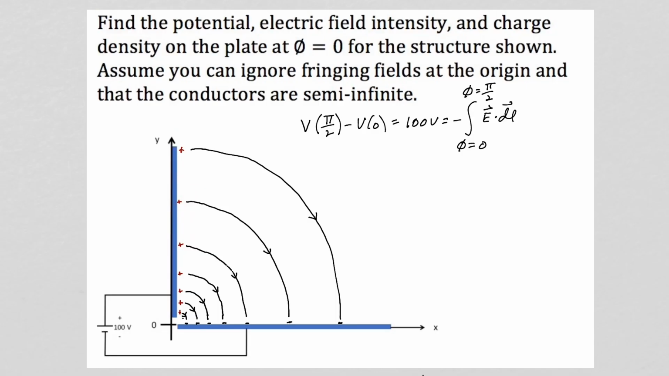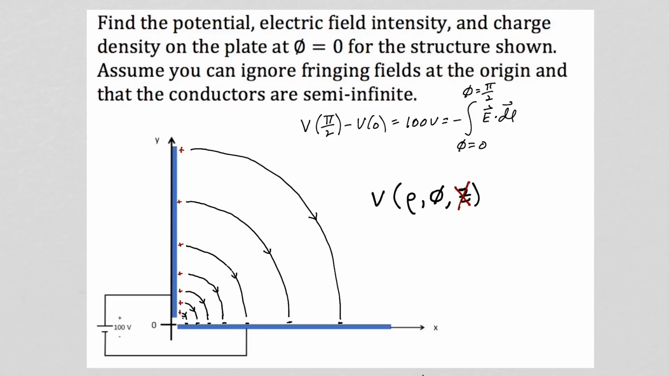Since our two conductors are surfaces in the cylindrical coordinate system, the phi equals 0 surface and the phi equals pi over 2 surface, the potential field and electric field intensities will have cylindrical symmetry, so we'll work in cylindrical coordinates. The two conductors are infinite in the z direction, which is out of the plane of the page, so the potential will not depend on z.